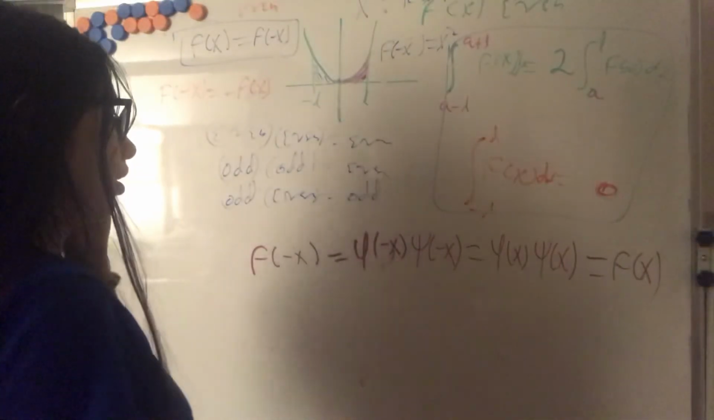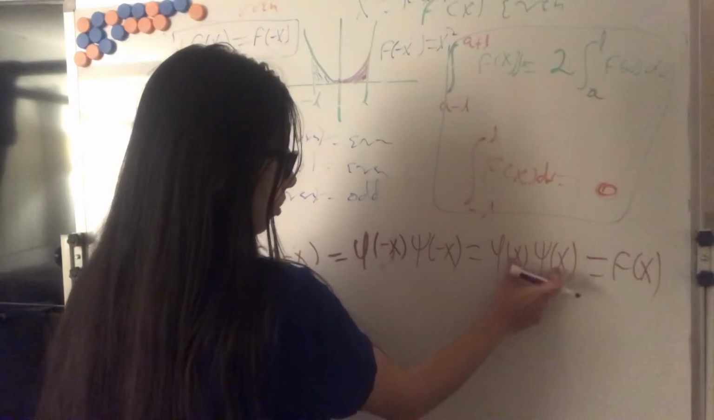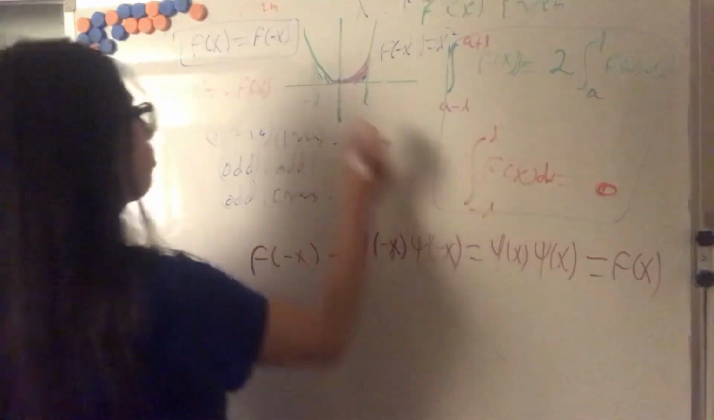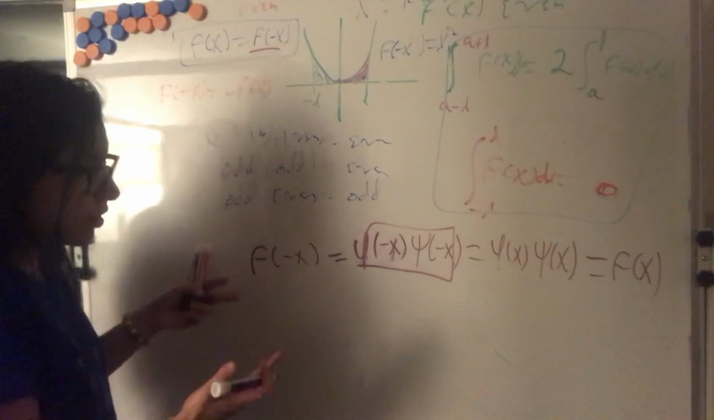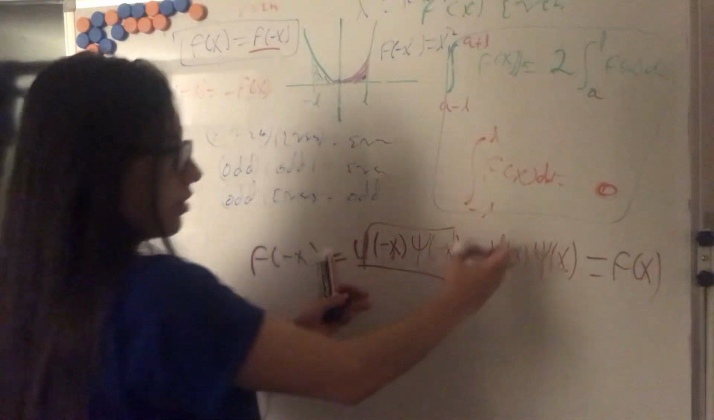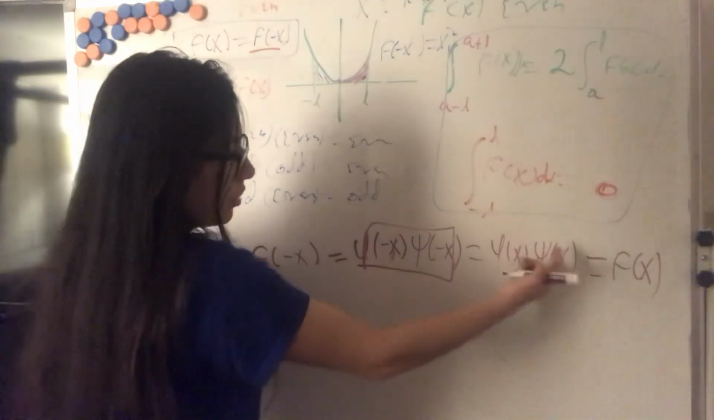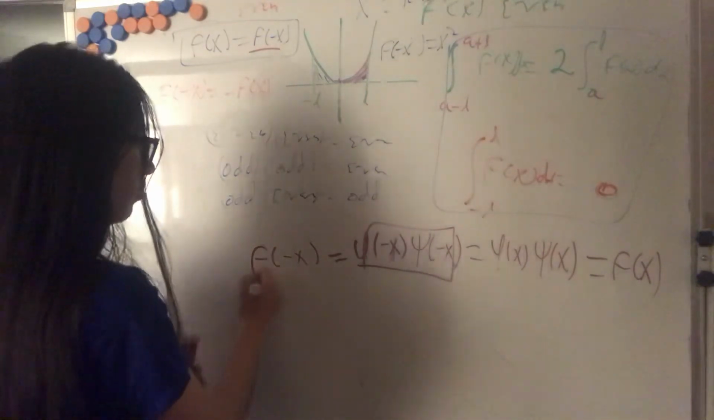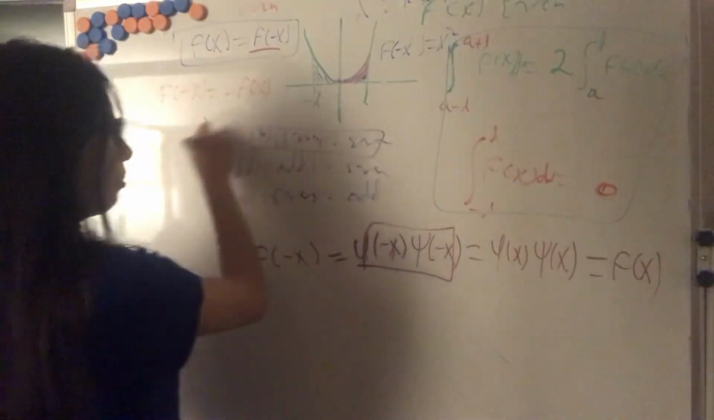You could do it from the other side. f of x, I can put it as these two even functions, each even function can be put as this, but because f of x is the multiplication of phi of x and psi of x, if now I'm putting f of minus x, that means that I need to put the minus x in each one of these. So at the end, with this property, f of minus x is equal to f of x. So for that, an even function times an even function is an even function.